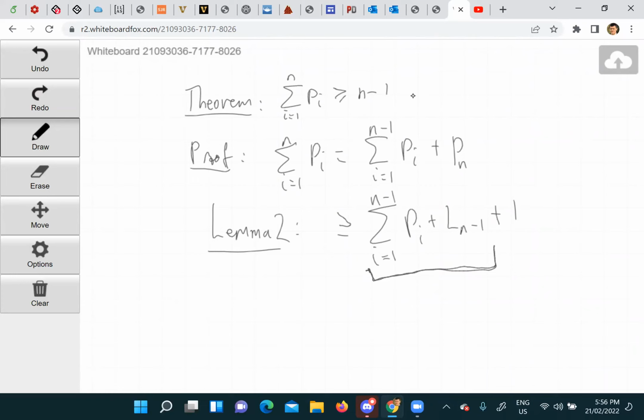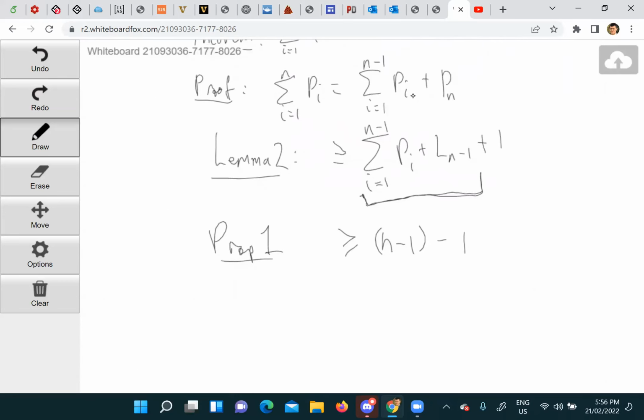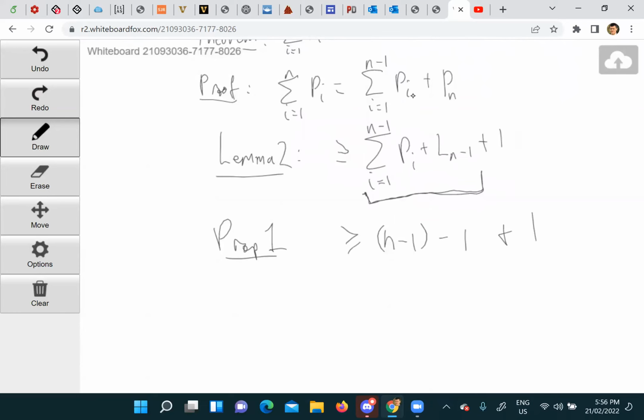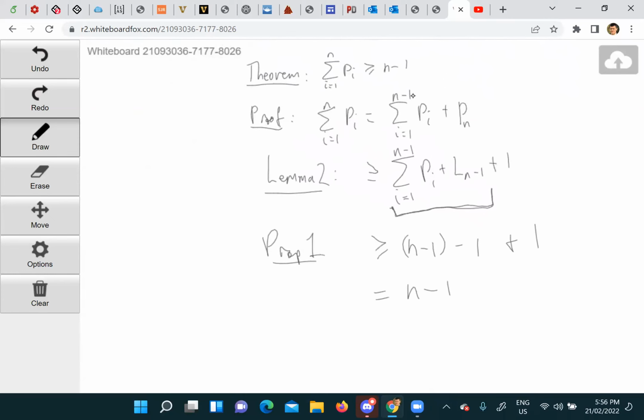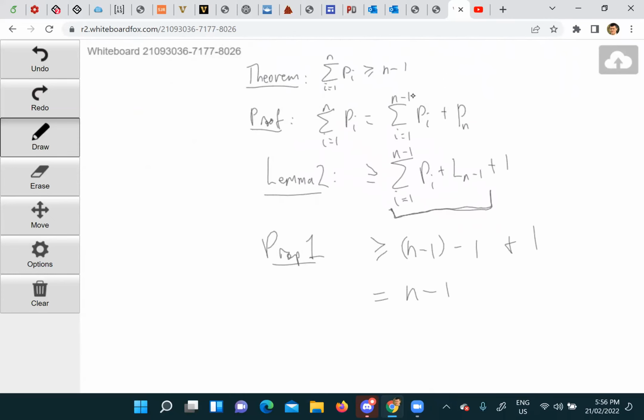So by proposition 1, I'm assuming this is greater than or equal to n minus 1 minus 1, right? So then plus 1, it's n minus 1, so therefore, which is equal to n minus 1. So we proved that the sum of all the points lost is at least n minus 1. So we can't ever get more points than that, minus n minus 1, right?